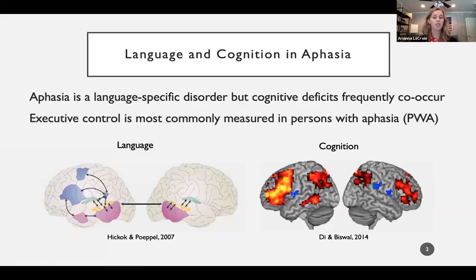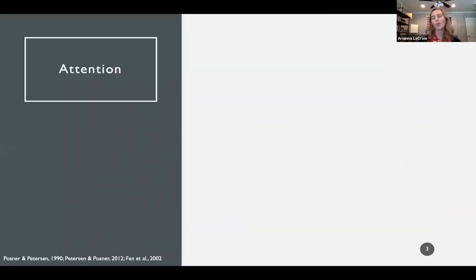And in terms of cognition and specifically attention, much of this work in people with aphasia has been done in the visual modality. And it's really focused on executive control. So how well are you able to complete goal-directed behavior while inhibiting irrelevant or distracting information? And this has largely been measured experimentally using the color word Stroop task or the Eriksen Flanker. And it largely finds that people with aphasia have poorer executive control than matched controls. But we really know that attention is not this homogeneous process.